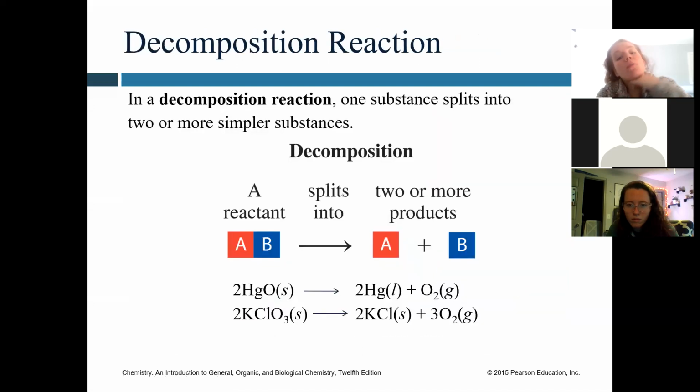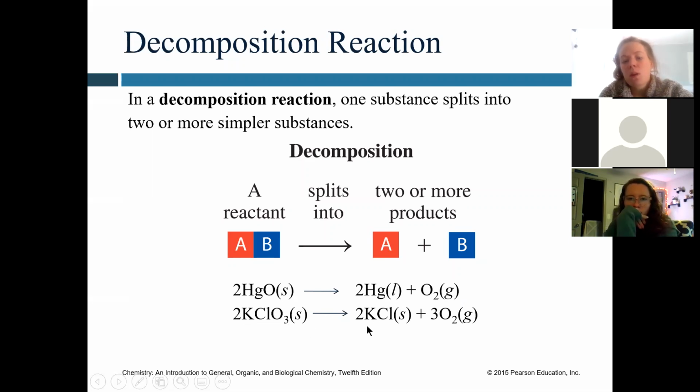The next type of reaction we're going to classify as a decomposition reaction. So in a decomposition reaction, one substance will split into 2 or more simpler substances. So we have a couple, and they break up into their individual components. Here we've got mercury oxide, and it breaks up into mercury and oxygen. Here I've got potassium chlorate, and it breaks up into potassium chloride and oxygen.